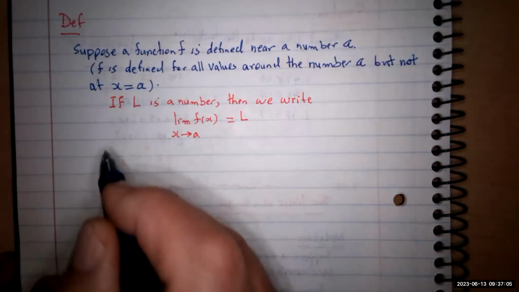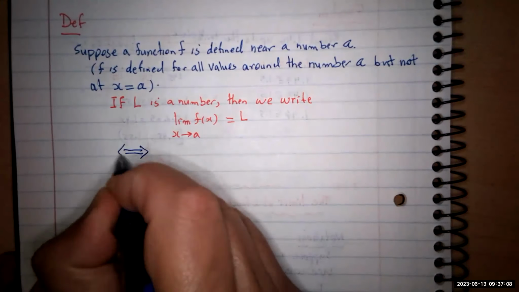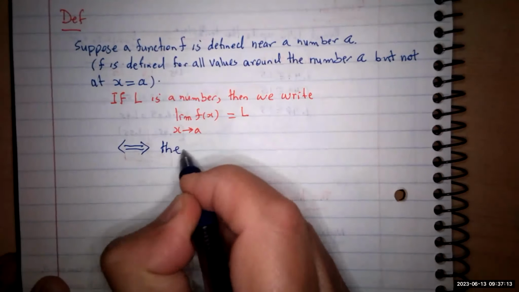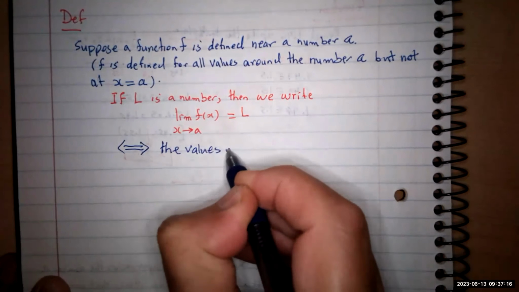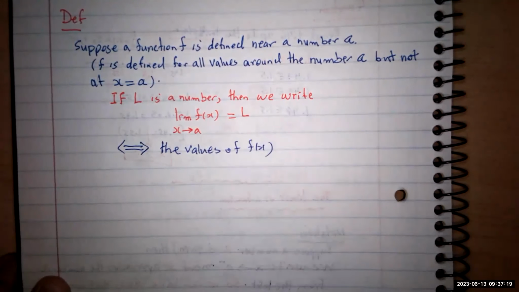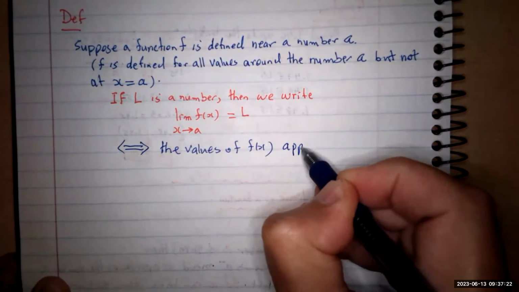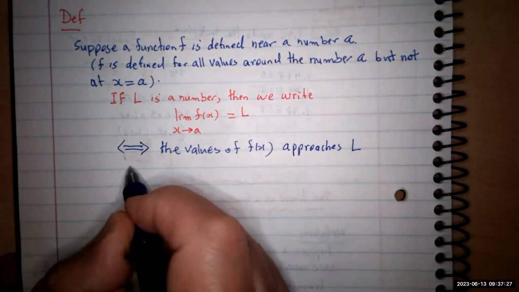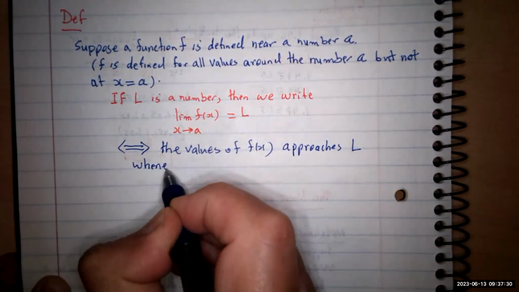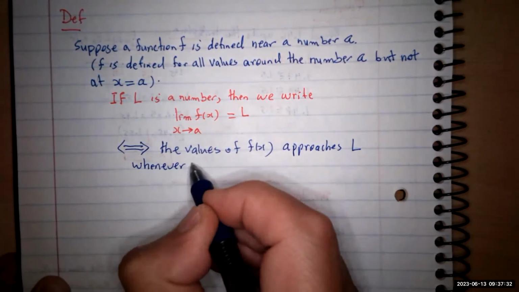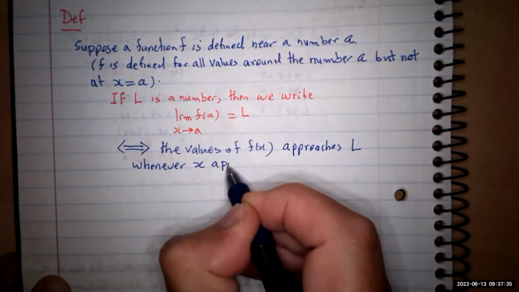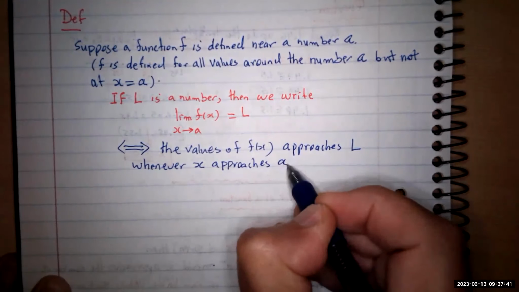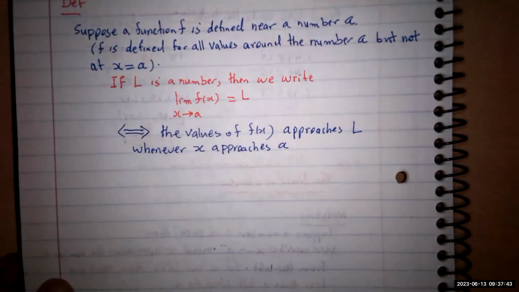So we write this definition to mean if and only if the values of f of x approach, if you like, this is exactly the expression that we used for the first time, approach L whenever x approaches, I've already defined what you mean by approach, which is a. Okay, so this in short form.